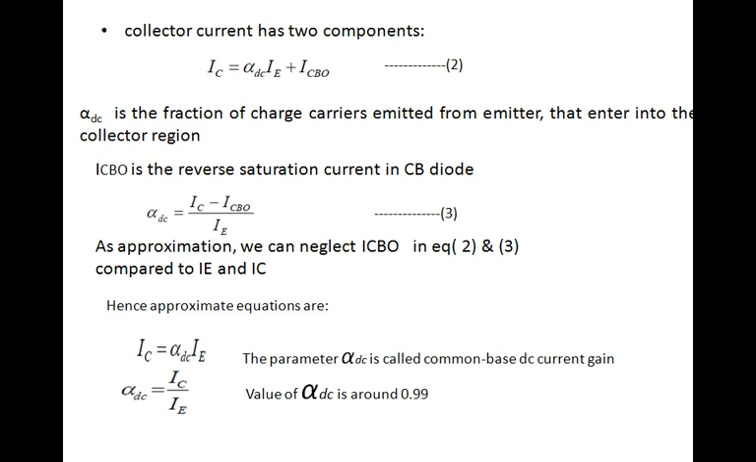The alpha DC is equal to IC by IE, the ratio of collector current to emitter current. This alpha DC is known as the common base DC current gain. The value of alpha DC is around 0.96 to 0.995, which is approximately 1. The other name of alpha DC is emitter to collector current gain.